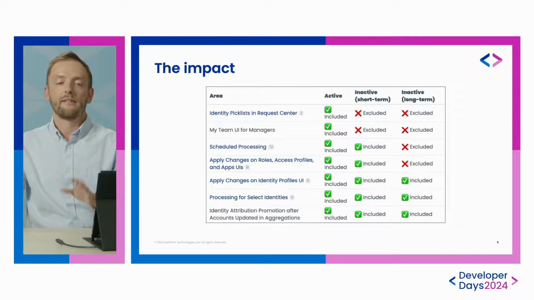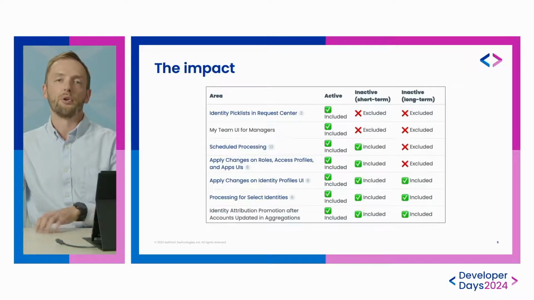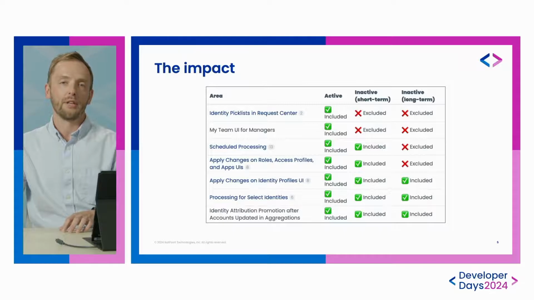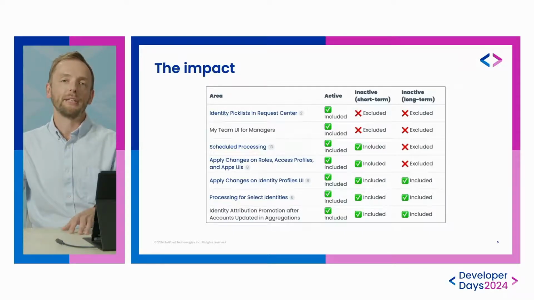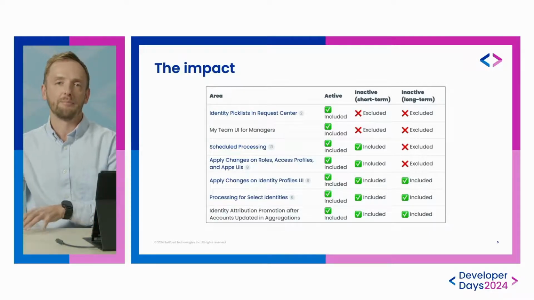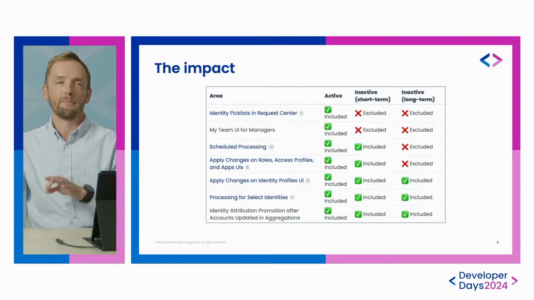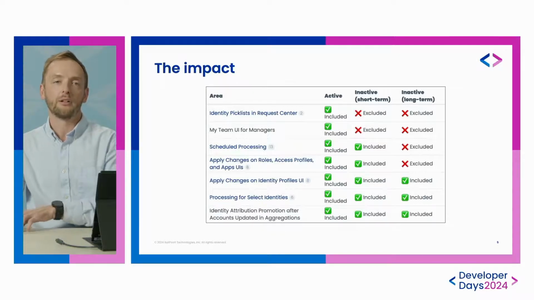Lastly, identity attribute promotion after aggregations. This is a really important one to call out, particularly for the bring somebody back from inactive use case. So let's say somebody's left the business and you've moved them to inactive for the long term. The typical question that we're getting is, what if that person gets rehired? How do we ensure they come back from inactive for the long term?